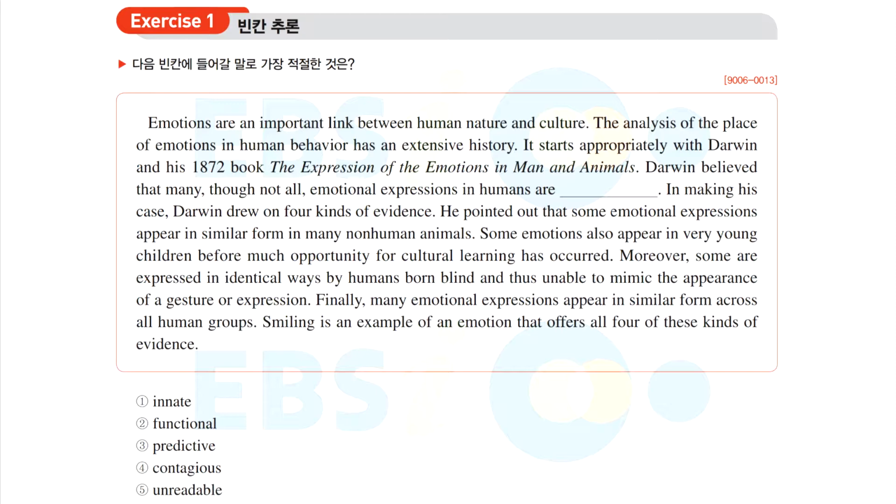Moreover, some are expressed in identical ways by humans born blind and thus unable to mimic the appearance of a gesture or expression. Finally, many emotional expressions appear in similar form across all human groups. Smiling is an example of an emotion that offers all 4 of these kinds of evidence.